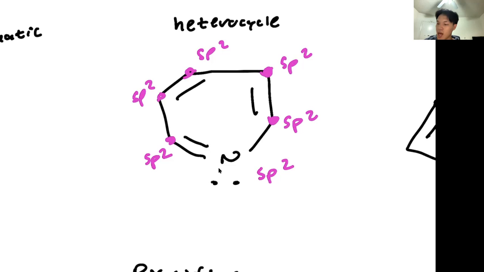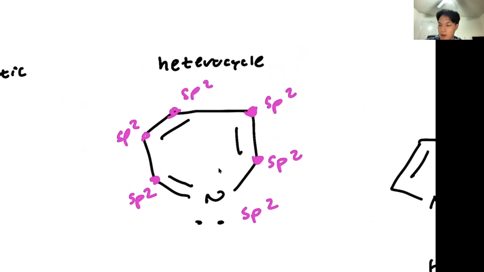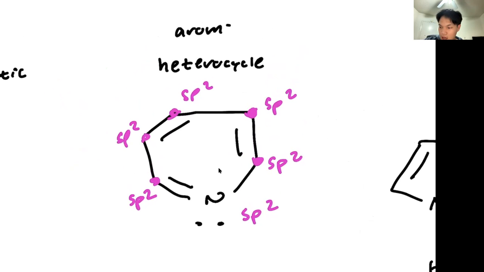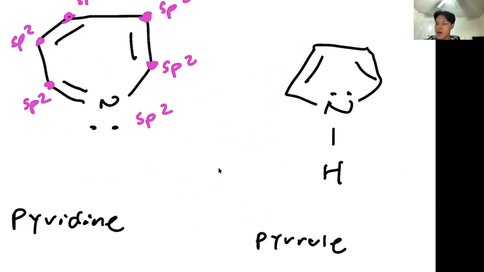How many electrons does it have? It has 1, 2, 3, 4, 5, 6, right? So it does have 4n plus 2. Is it conjugated? Yes, it does look conjugated right here. And this does fit Huckel's rule and everything like that. And this is aromatic, right? But I want you to notice the difference between pyridine, the one that we just had here, and then pyrrole.